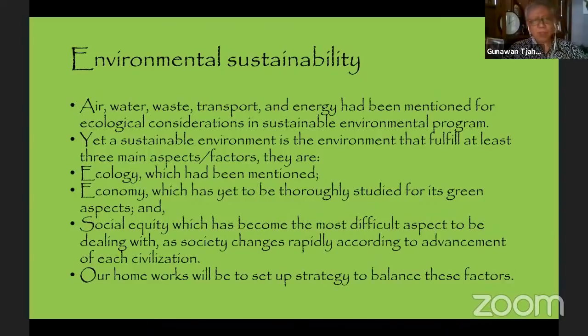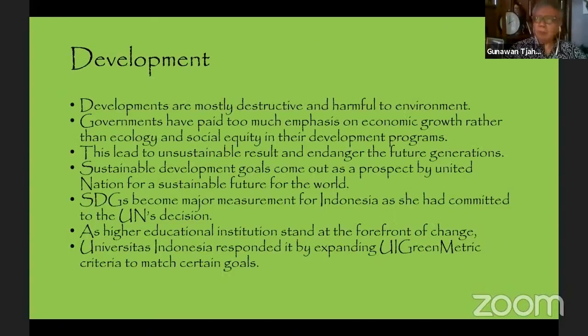And social equity, which has become the most difficult aspect to deal with as society changes rapidly according to the advancement of each civilization. We still have homework, so our homework will be to set up a strategy to balance these factors. So what should we build and then what should we develop?